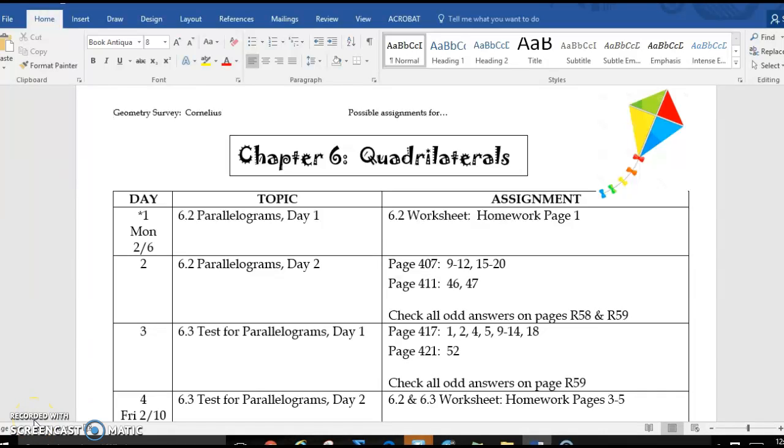Hi, today we're going to look at section 6.6, which is kites, and as you see on the screen we have a picture of a kite here. We'll look at some of the properties and how we'll use them.